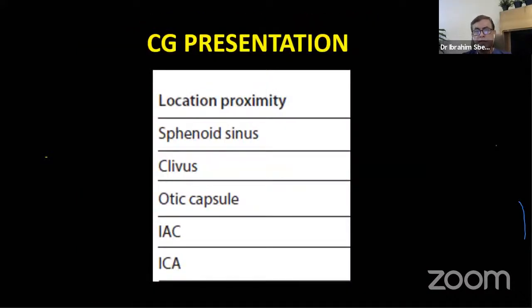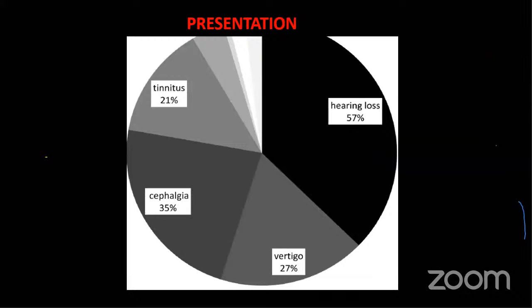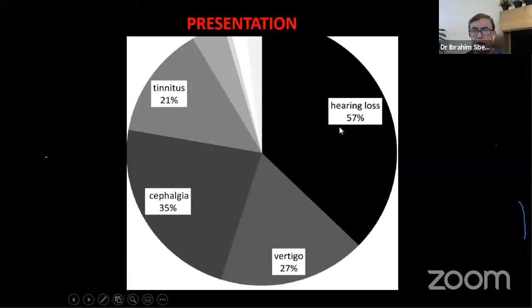How do they present? We know they are located in the petrous bone and in close proximity to the sphenoid sinus, the clivus, the otic capsule, the internal carotid artery, and the internal auditory meatus. Looking in general, the commonest presentation is hearing loss. Vertigo, headache, occipital headache, and tinnitus are all features of this presentation, but the commonest is hearing loss.